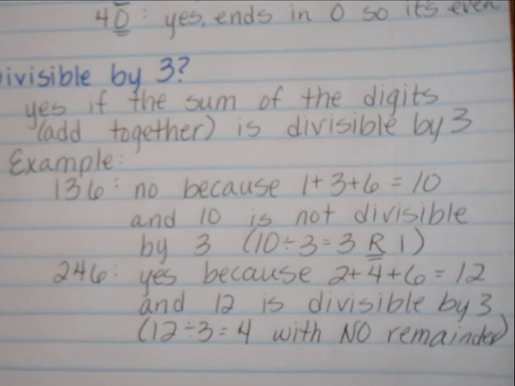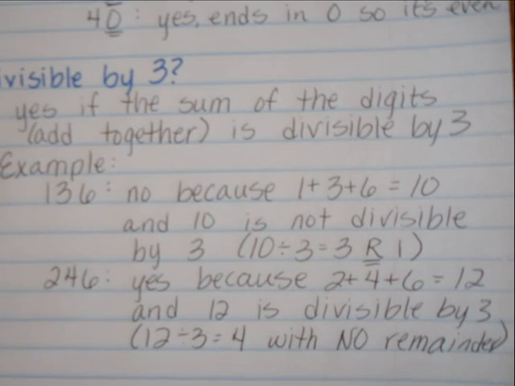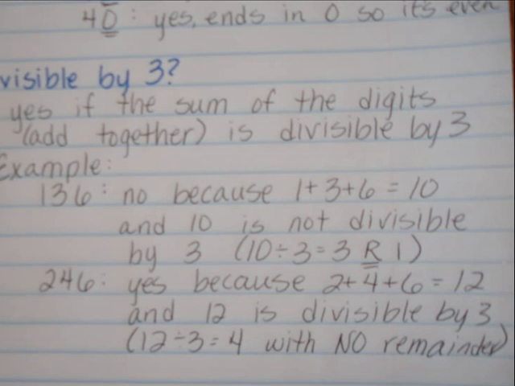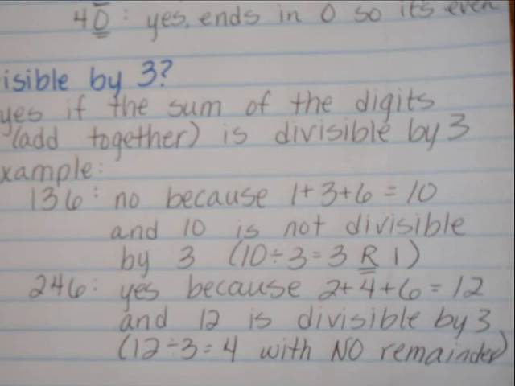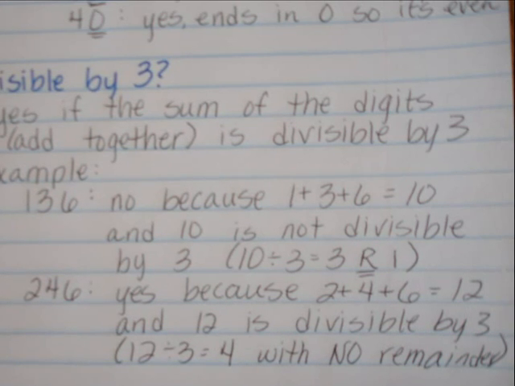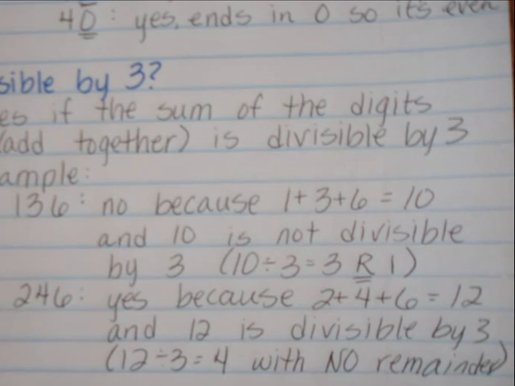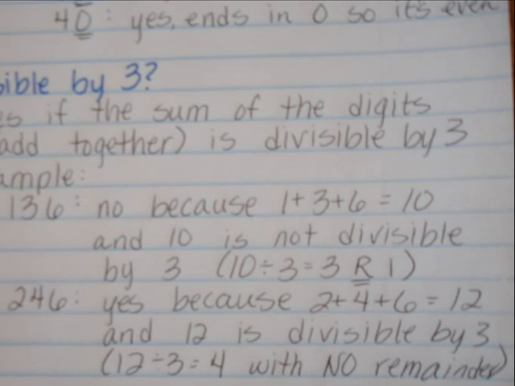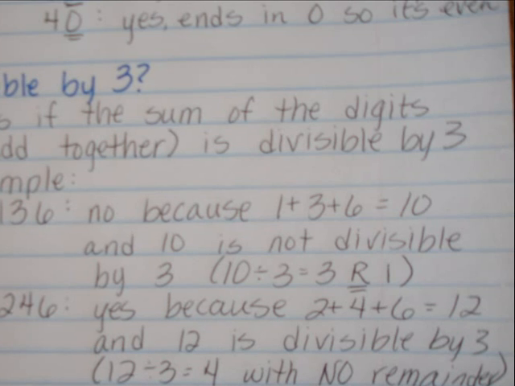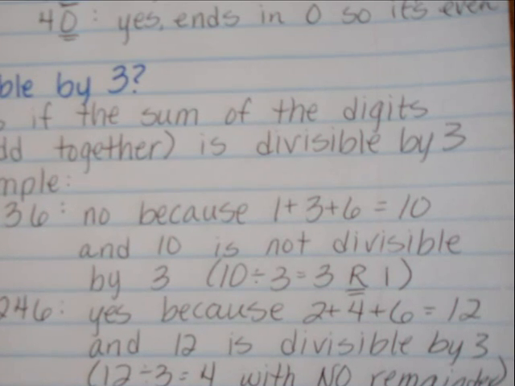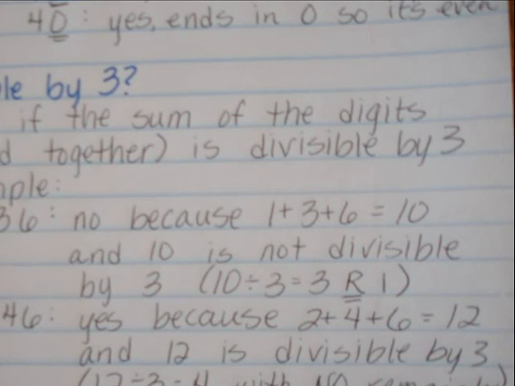On the other hand, 246 is divisible by 3 because when you add the digits together, they equal 12. 2 plus 4 plus 6 equals 12. 12 is divisible by 3. That is, it is a factor of 12, or 12 divided by 3 equals 4 with no remainders. Since it has no remainders, it is divisible by the number. Since 3 can go into 12 evenly, it can also go into 246. Test it on a calculator if you're not sure.